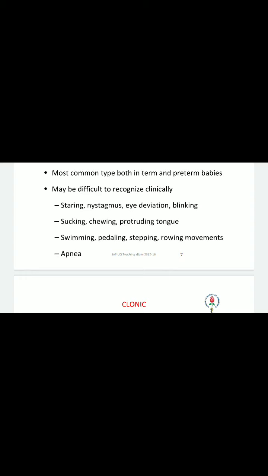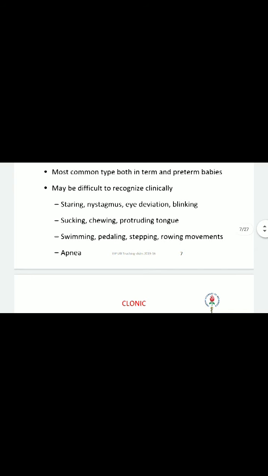And sometimes it can manifest like an apnea. In a preterm baby, apnea can occur with a respiratory center not matured. That is not a seizure. The apnea can occur in extremely preterm babies, but a seizure also can manifest like apnea. Please remember this point.